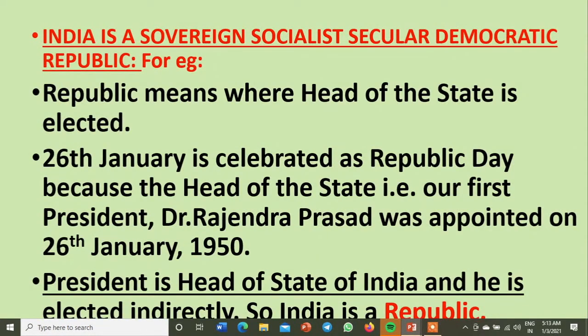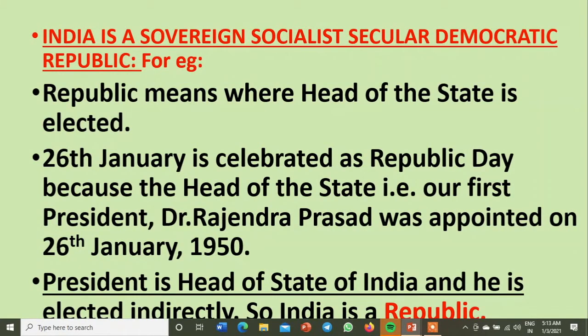Next, India is a sovereign, socialist, secular, democratic republic. The fifth term is republic. Republic means where the head of the state is elected. And who is the head of the state? Tell me. It is the President of India.